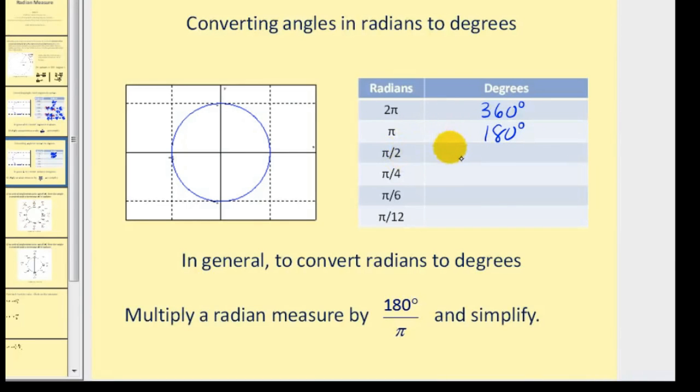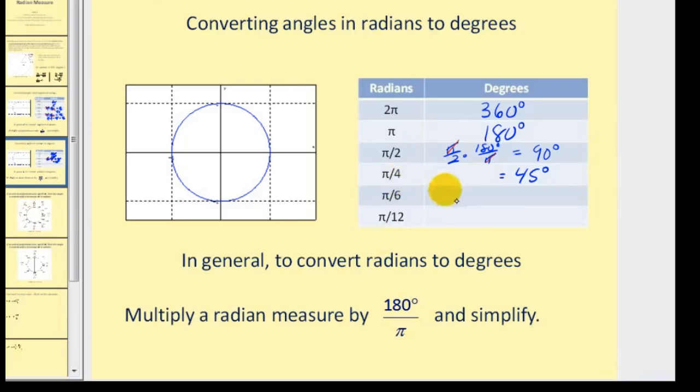We want to convert pi over 2 radians to degrees, so we'll multiply by, this time, 180 degrees divided by pi, and simplify. Pi simplifies out. This simplifies to 90 degrees. Again, the relationship here: pi over 4 is half of pi over 2, so half of 90 degrees would be 45 degrees. This is important because if we have an angle that's a multiple of 45 degrees, we will have an angle that is just a multiple of pi over 4 radians.